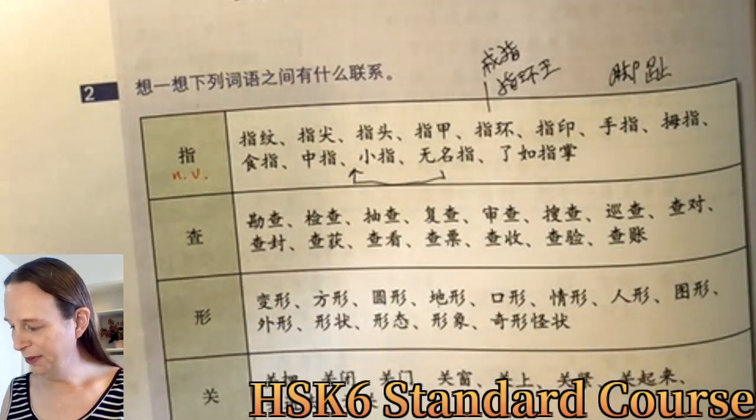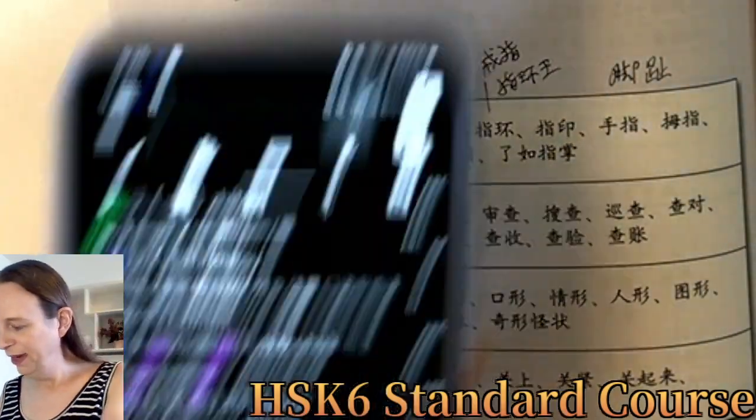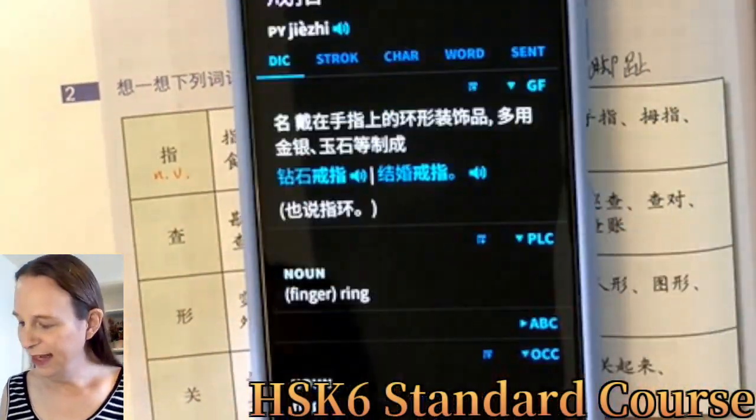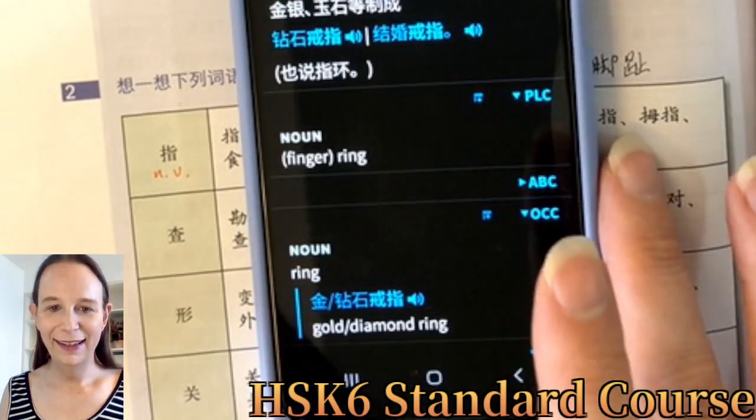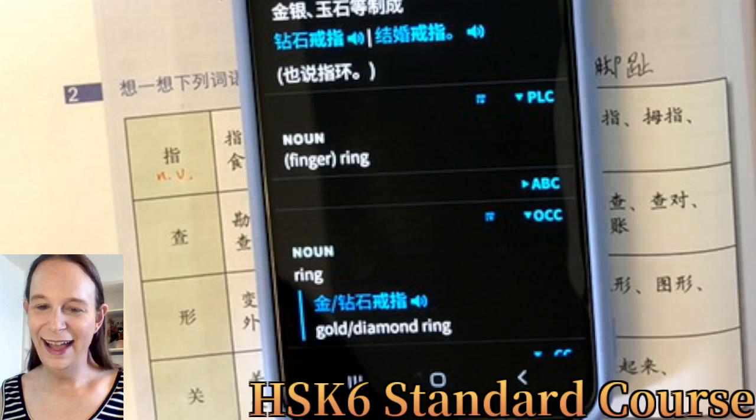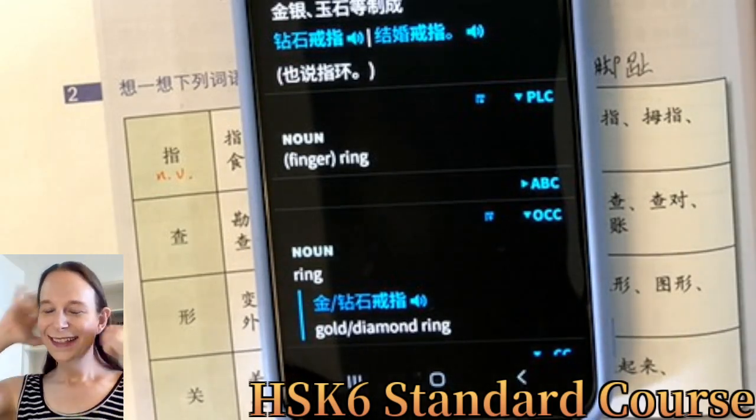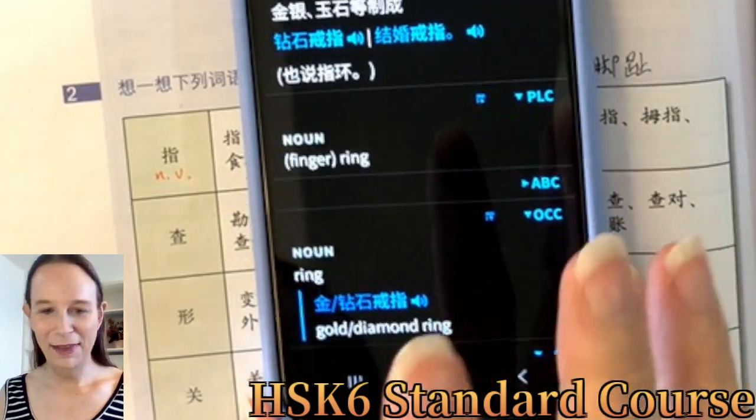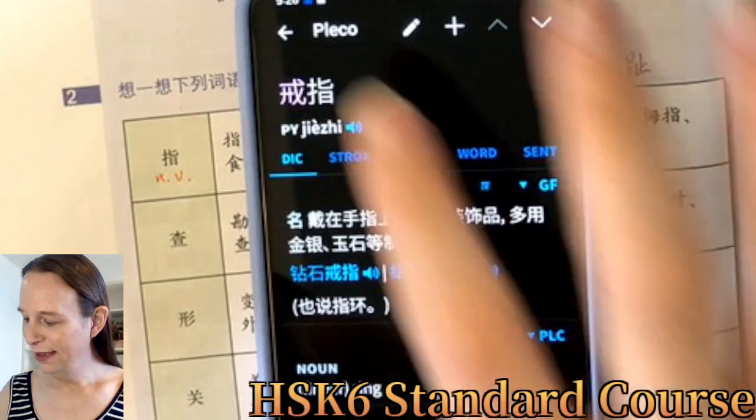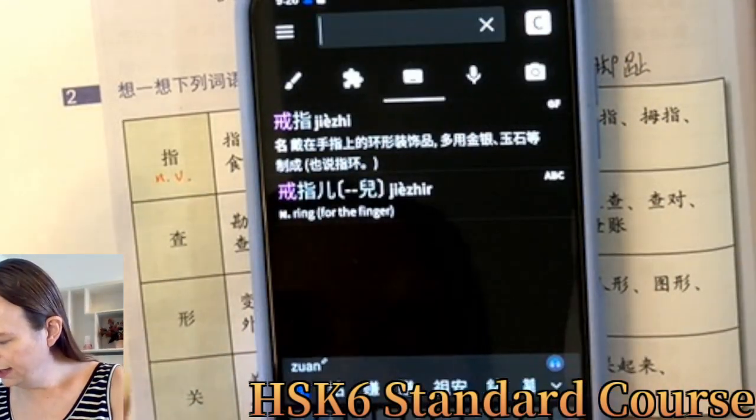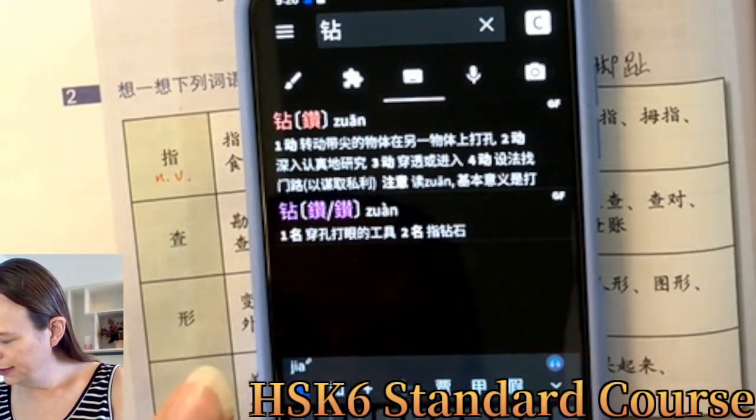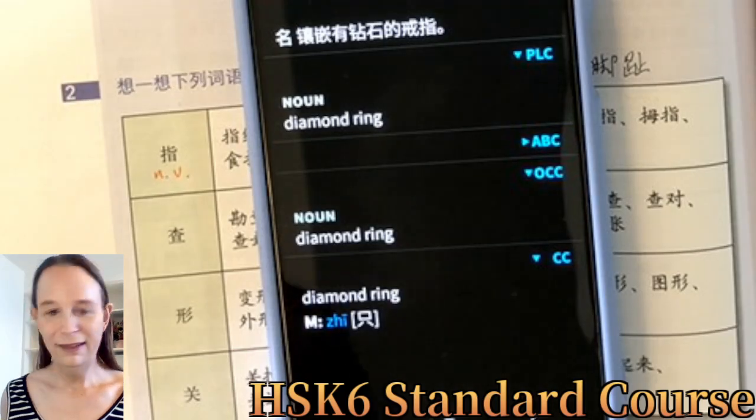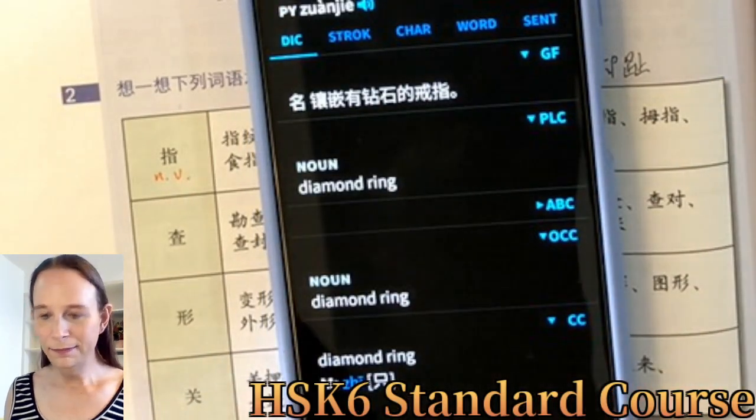Anyway, what are we looking at? 戒指. We'll just do it in Pleco. Oh, 戒指. Ring. It says fingering. It's a ring used for your fingers. So maybe if you get married. So you often talk about 钻戒指. Oh, maybe 钻戒 for short. Diamond ring. Okay.